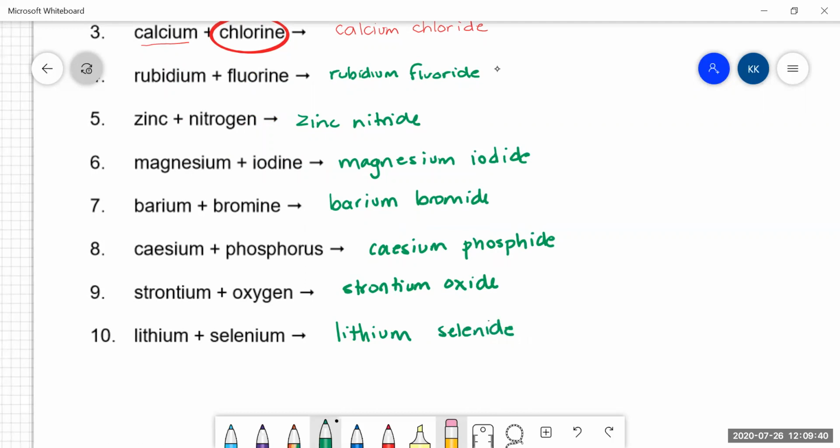How did you go with those? Did you get them all right? You've just taken your first step in writing chemical equations because you have used a general equation to predict what happens in a chemical reaction.